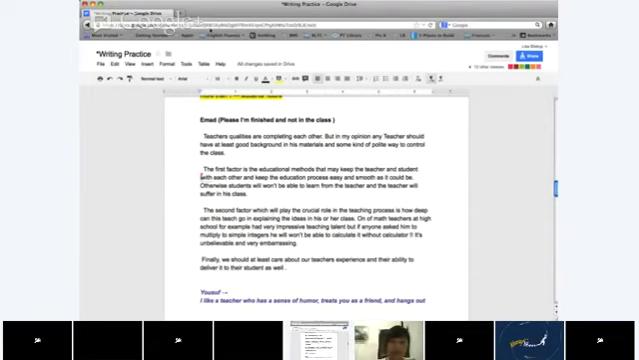Teachers' qualities are completing each other. But in my opinion, any teacher should have at least good background in his materials and some kind of polite way to control the class. The first factor is educational methods that may keep the teacher and students along with each other, and keep the educational process easy and smooth as it could be. Otherwise, the students won't be able to learn from the teacher, and the teacher will suffer in his class. The second factor, which will play the crucial role in the teaching process, is how deep can this teacher go in explaining the ideas in his or her class.